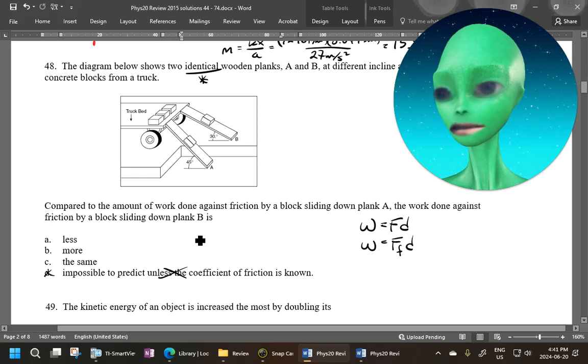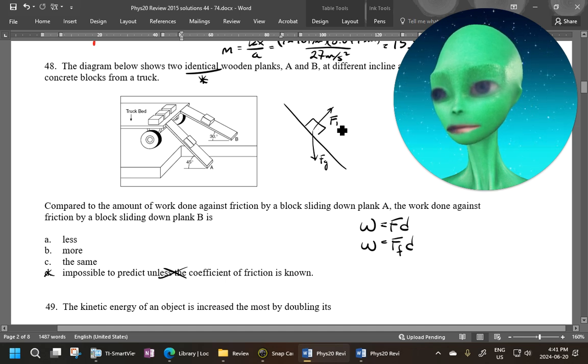So the one at the steeper angle. Let's figure this out. If we're at a steep angle, let me just draw a picture here. I'll just draw one up here, this is just arbitrary. So we've got gravity going down. We have friction. We've got the normal force here. I've got to find out what the friction force is for both of these.